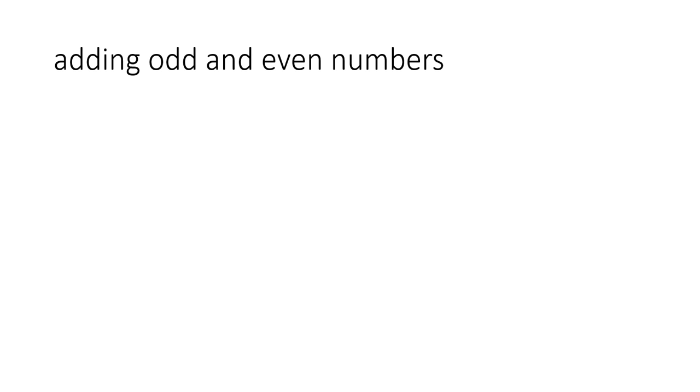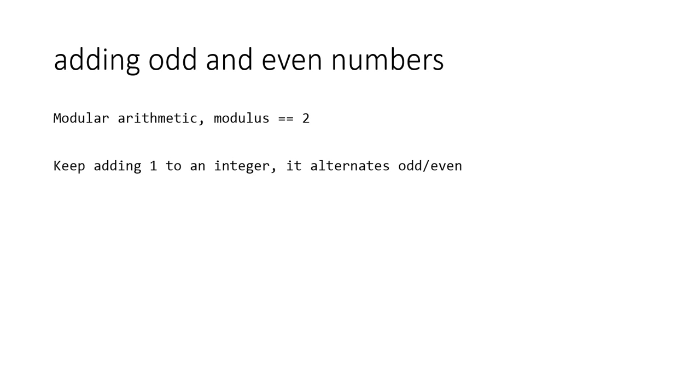Just a quick one about odd and even numbers. This is modular arithmetic, FYI, where the modulus is 2. As you know, the result of successively adding 1 to an integer causes it to flip-flop between odd and even.